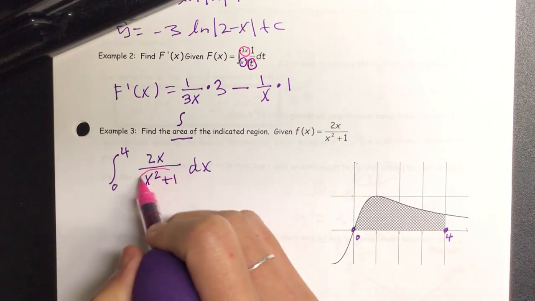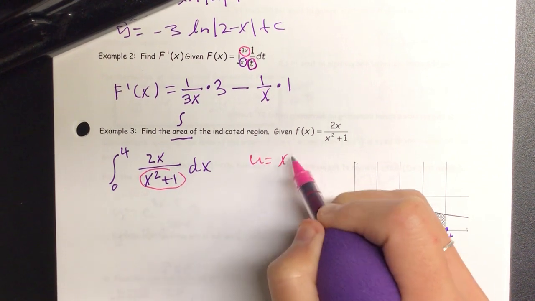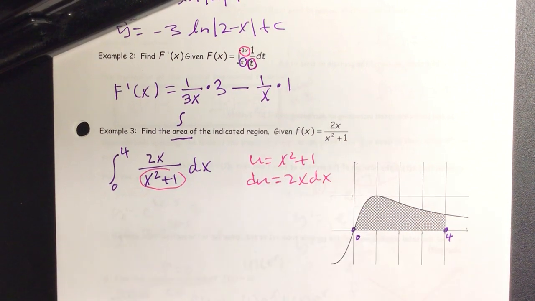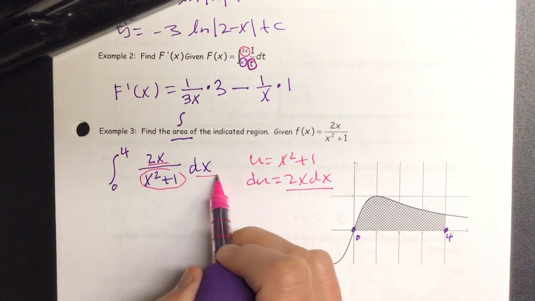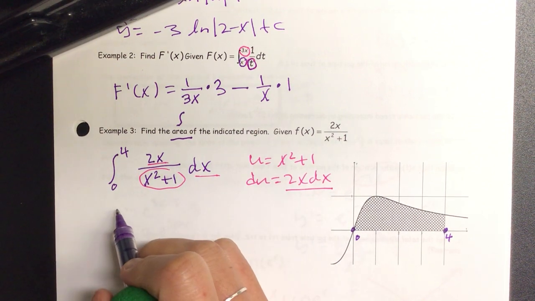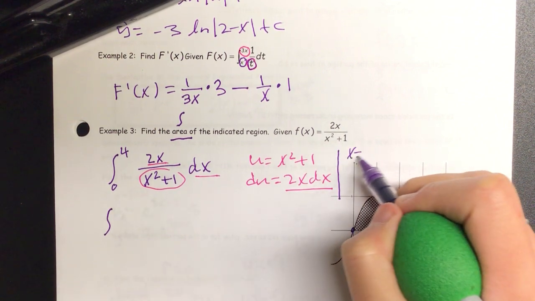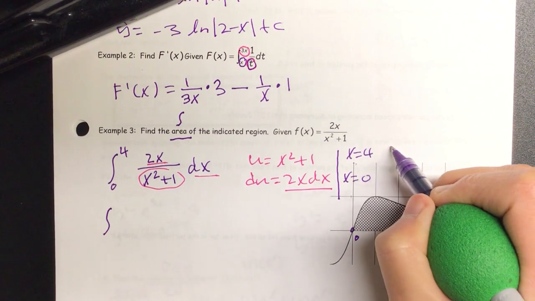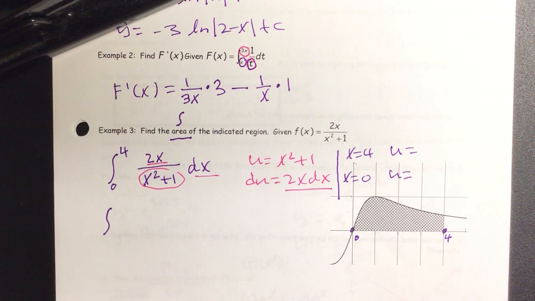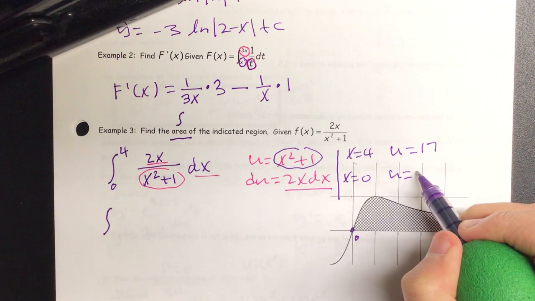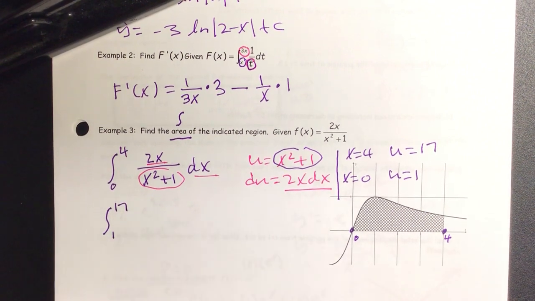So who's my u? Very good. x squared plus 1, which gives me du is 2x dx. Do I already have that as it is? Yeah. So I have the integral. Now, since I want to change the bound, I'm not writing 0 and 4. So when I plug in x equals 4 and x equals 0, what is my u for x equals 4? 17. What about x equals 0? 1. So we have 1 to 17, so I don't have to convert it back in terms of x.